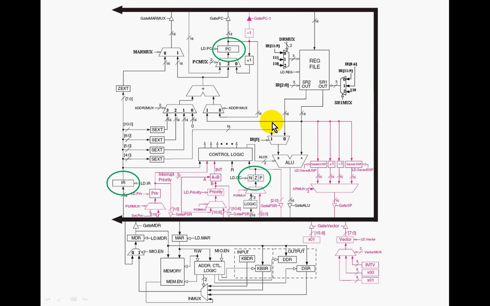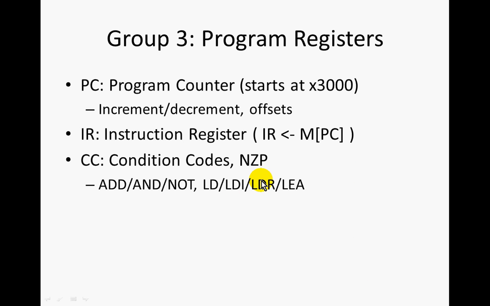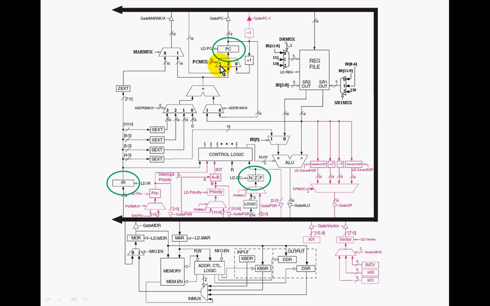This lecture ends with exploring the role of program registers, or registers that facilitate the program's operation. The three program registers of note are the program counter, or PC, the instruction register, or IR, and the condition codes, or CC, sometimes referred to as the NZP values. The PC register contains the value of the memory address location of the next instruction to be executed. The value of the PC can be changed by three methods as shown by the MUX gate leading to the PC input.